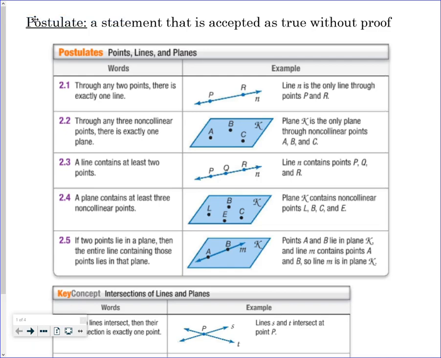2.5 is postulates and paragraph proofs. So like I told you the other day, we only ever do a 2-column proof, but a paragraph proof isn't really that different. It's the same concept as a 2-column proof, except you actually write it out in paragraph form. So it's really not that big a deal, but we don't do those.